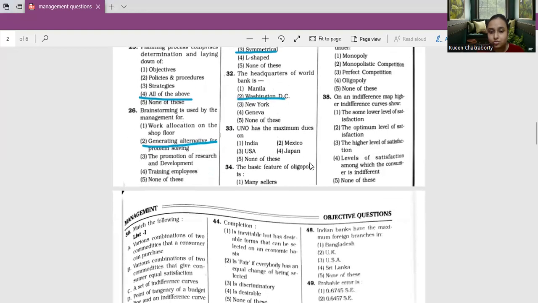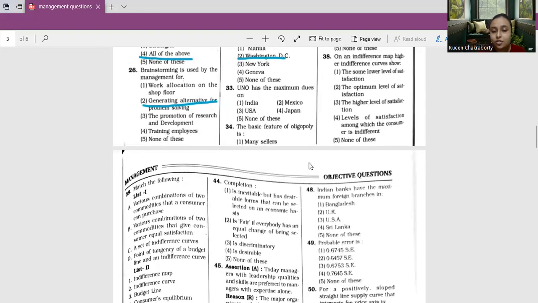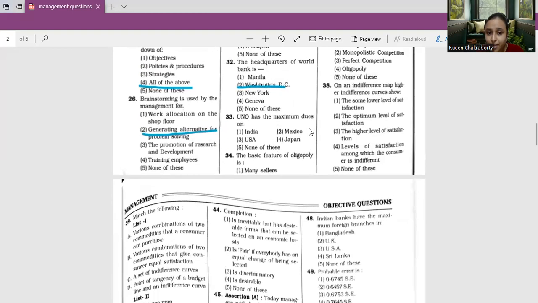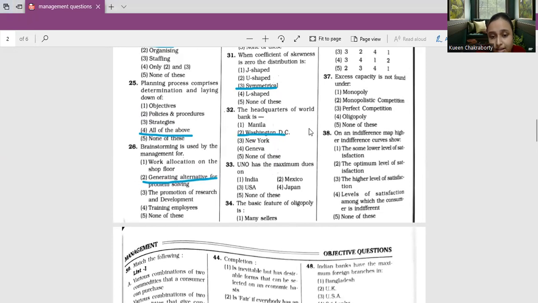Next, moving on to question number 33. The UNO or United Nations Organization has the maximum dues on India, Mexico, USA, Japan, or none of these. See, basically, UNO has been giving a lot of loans to USA. India, Mexico, Japan have already been taking money from it, but USA has been the maximum one. Maximum dues are on it.